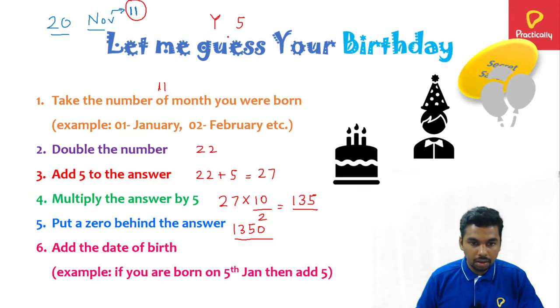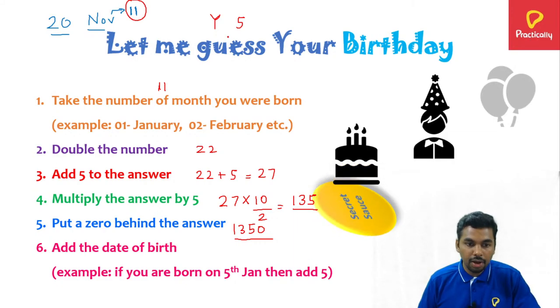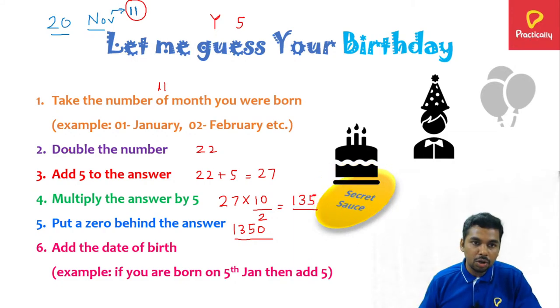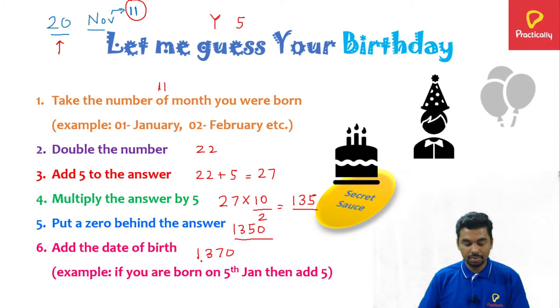Okay. Now to the answer in step 5, what you have to do is add your date of birth, which means this date. For my example, I'm going to add 20. So for me, the answer is going to be 1370. Everybody might have got an answer by step 6. Now all of you can post your answer in the chat box. I'll try to guess your birthday from the answer.